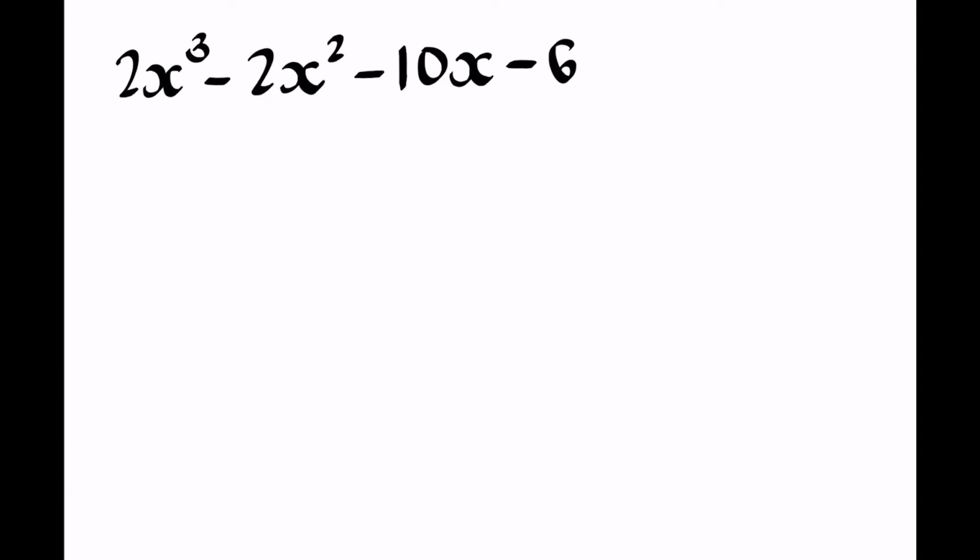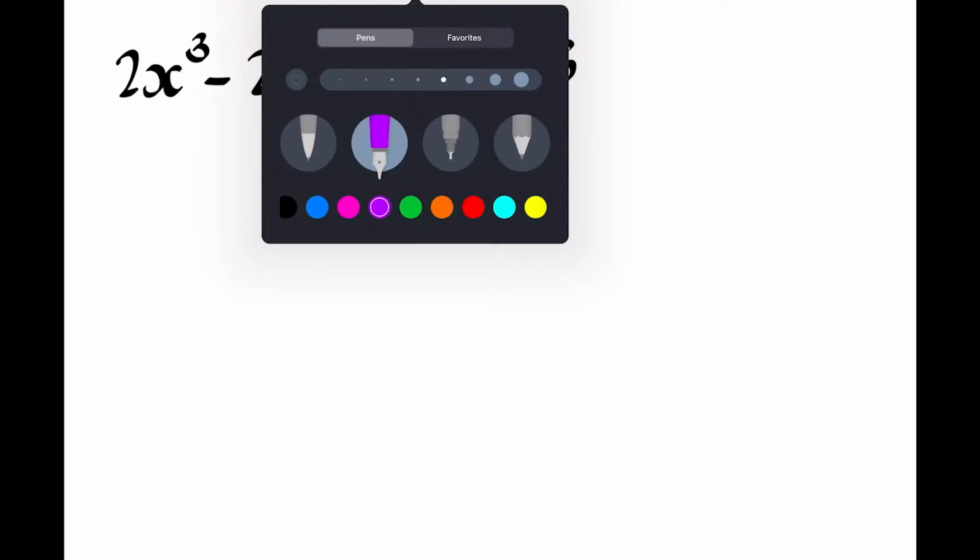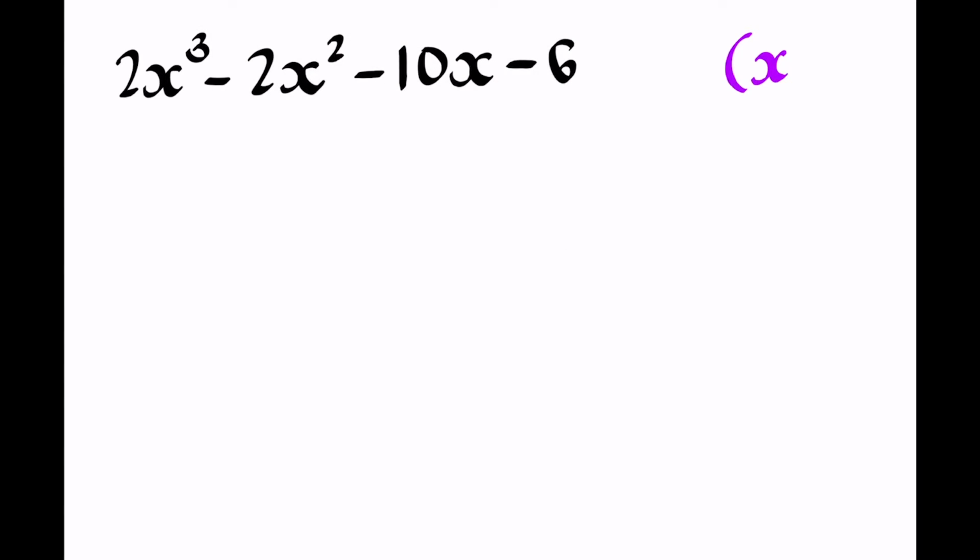Let's get straight in. If I want to factorize 2x cubed minus 2x squared minus 10x minus 6, I need a factor. A factor of this we could be able to determine. Maybe we were given it. We could use our calculator to determine it. But x plus 1 is a factor of this. So I want to divide 2x cubed minus 2x squared minus 10x minus 6 by the factor of x plus 1.